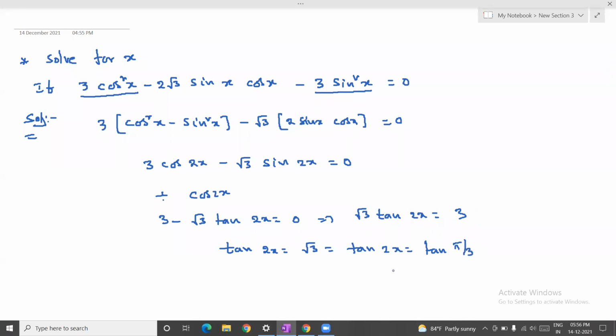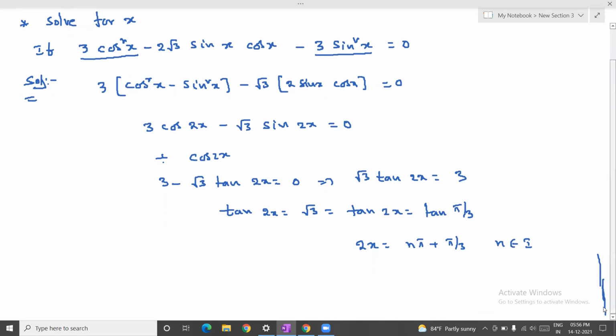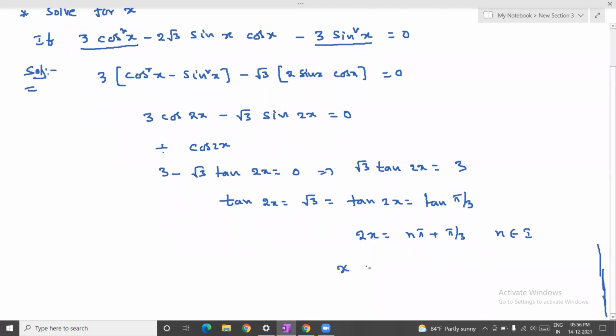Looks like tan x is equal to tan alpha. So the solution of 2x is equal to n pi plus pi by 3, where n belongs to an integer. But I need the solution for x, not for 2x, so divide the whole expression by 2. So the solution for x is equal to n pi by 2 plus pi by 6, where n belongs to an integer. So this is how you have to solve when multiple and submultiple angles come.